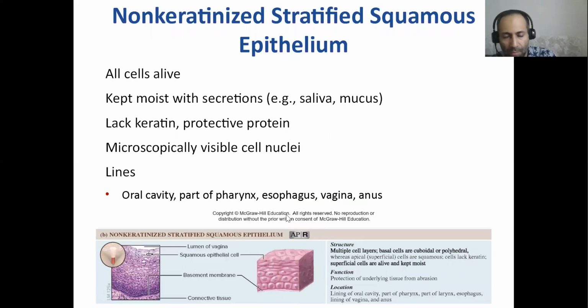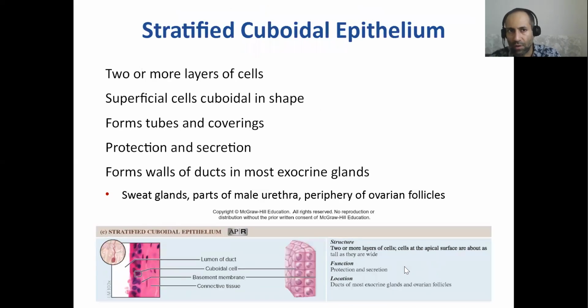Non-keratinized stratified squamous epithelium obviously does not have keratin, okay? And so this is found in other areas where you need wear and tear, friction resistance, such as your oral cavity in the mouth, parts of your throat, larynx, esophagus, even in the vagina and the anus, because those are the areas where you have potential abrasions and friction going on there, right, in the genitourinary area. And so therefore the non-keratinized stratified squamous epithelium, that type is what you find in those areas.